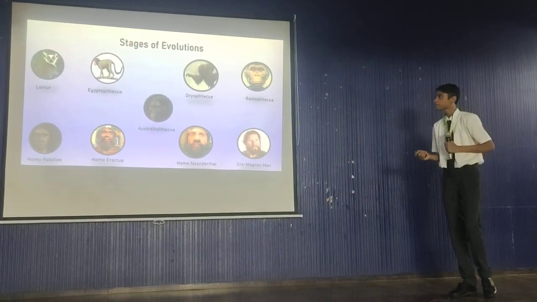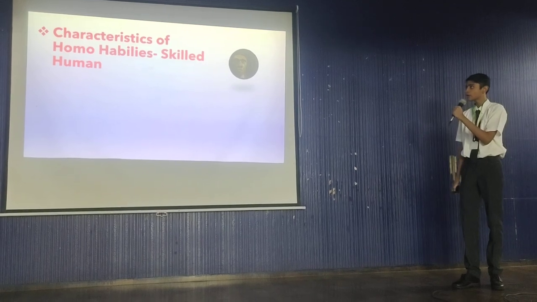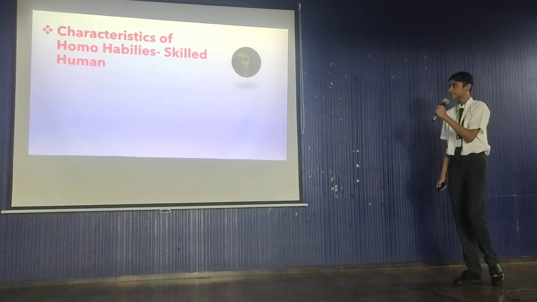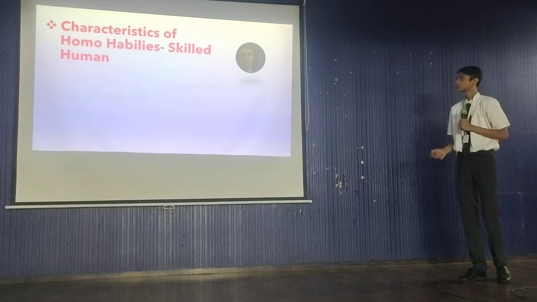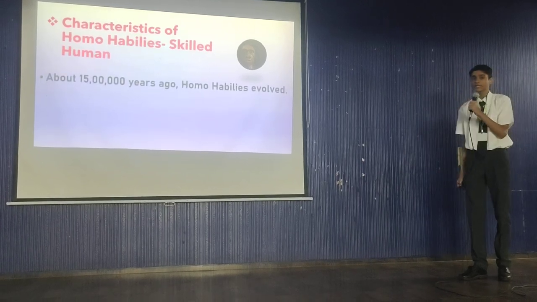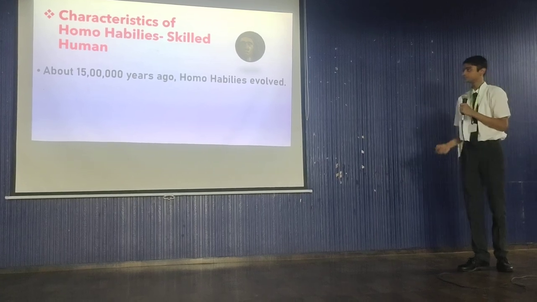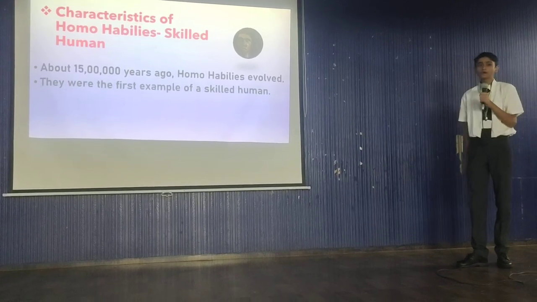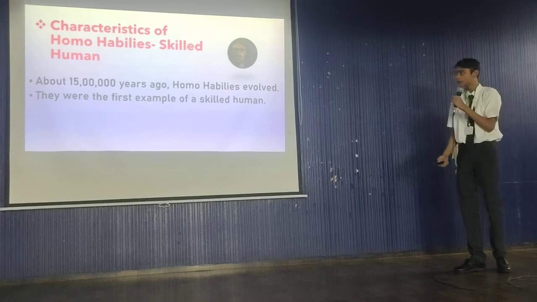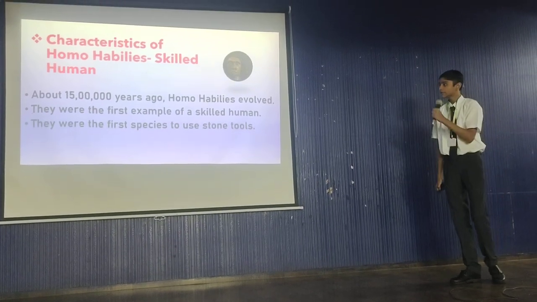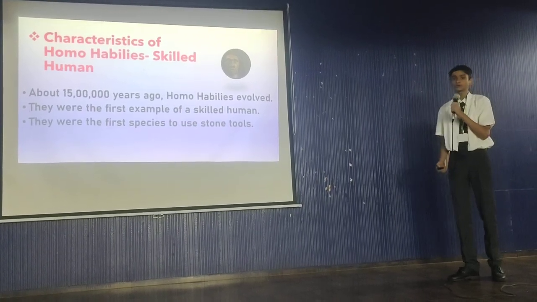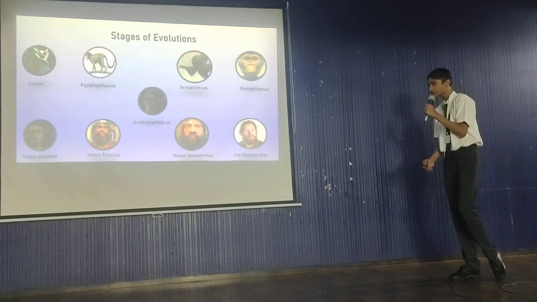Homo habilis. Characteristics of Homo habilis, also known as the skilled human, are as follows. About 15 lakh years ago, Homo habilis evolved. They were the first example of a skilled human. They were the first species to use bone tools. For the explanation, we will be joined by Divya.